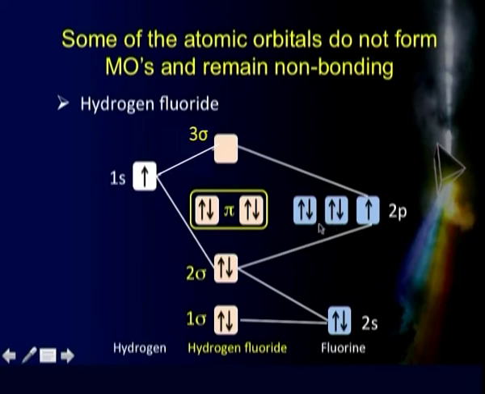The px and py orbitals on the fluorine atom do not participate in the molecular orbital formation, because they have a different symmetry. They are not along the internuclear axis. So these orbitals stay as such, because they are part of the fluorine atom here, and also part of the HF molecule. Such orbitals are called non-bonding molecular orbitals.